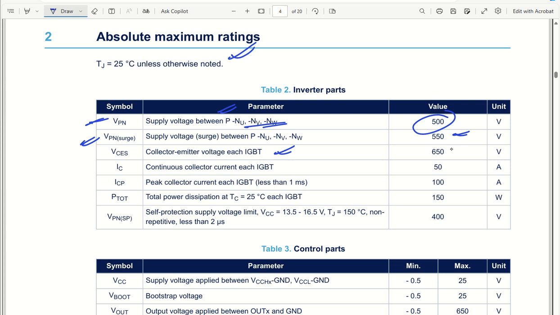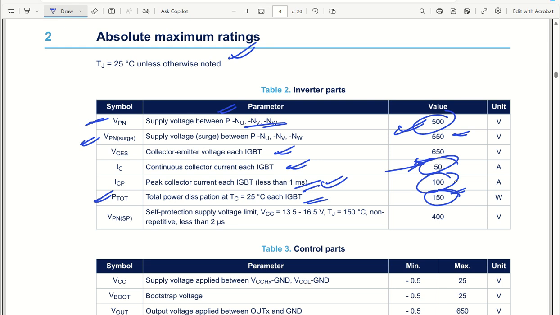We will talk about continuous current for each IGBT, that is going to be up to 50 amperes. We have peak collector current for each IGBT for less than 1 millisecond, reaching up to 100 amperes. So basically continuous current is up to 50 amperes only, but it won't fail if there is a high peak current for less than 1 millisecond up to 100 amperes. We have a total power dissipation at 25 degree centigrade for each IGBT of 150 watts. Okay, so as you can understand, 500 volt multiplied by the current 50 is going to be 150 watts for each IGBT.